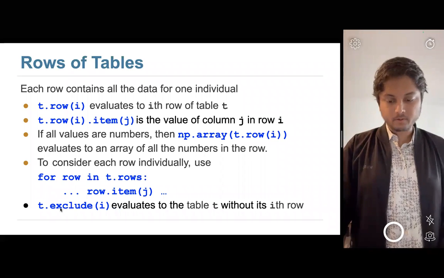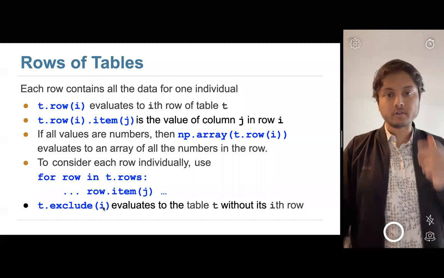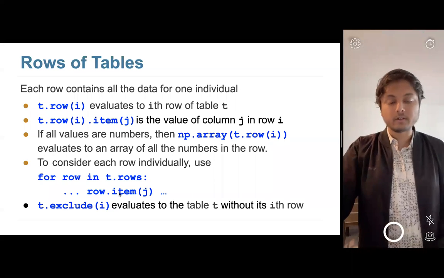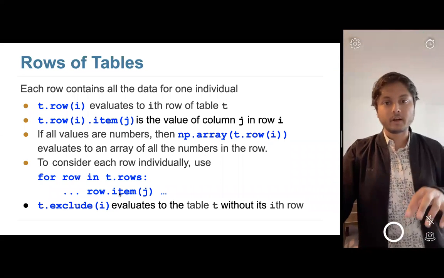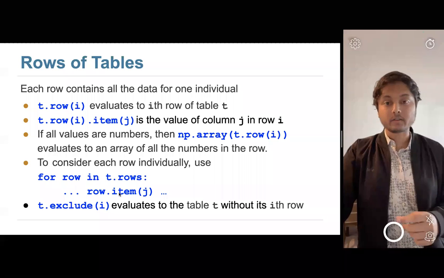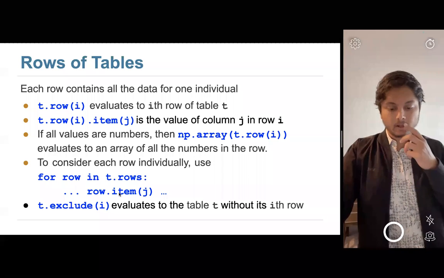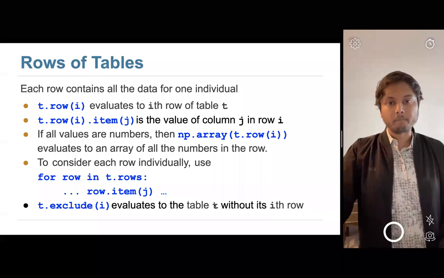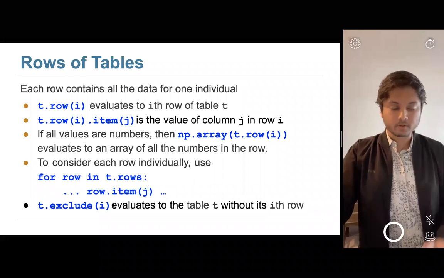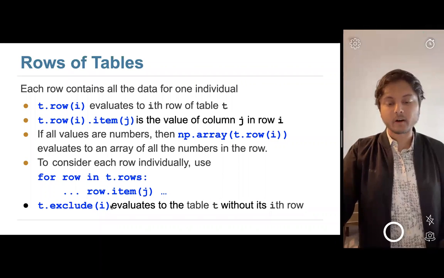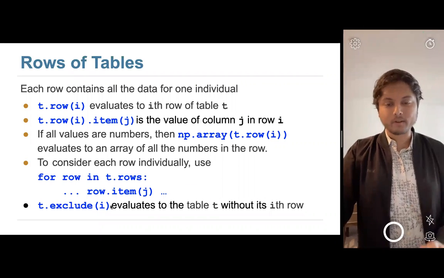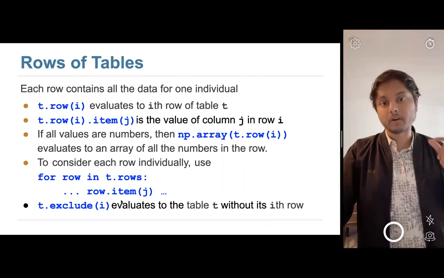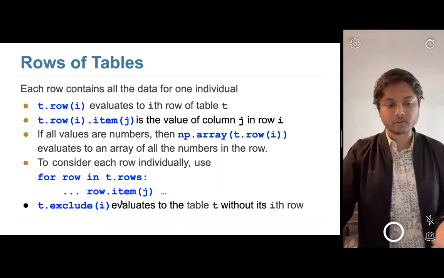And then lastly, we have t.exclude. Actually, no, we didn't use this yet, sorry. t.exclude is different than drop. Drop is for removing a column from a table. Exclude is for removing a row from a table. So this will return the entire table without the ith row. You'll see an example of why we're going to do this. Actually, I won't explain it right now, but this is probably the least used one, but there are some situations where you might want to use it. There's a reason you might want to take out a patient from your entire set of individuals.